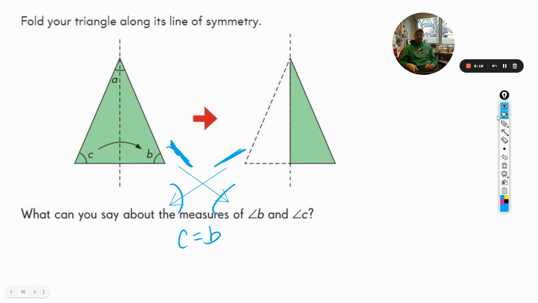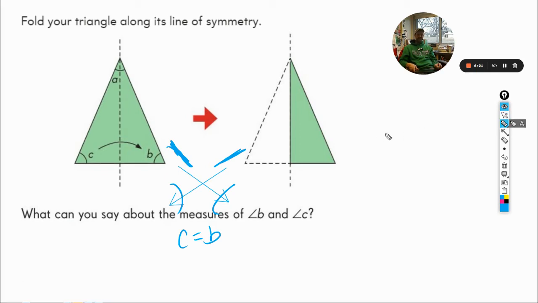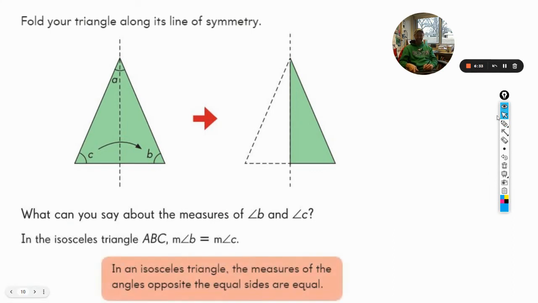So this is just your proof. If you make an isosceles triangle, cut it out, and fold C over to B, those two angles are going to match up exactly. Crazy, right? Now this is going to get used in puzzles. In an isosceles triangle, you have two equal sides, and the angles opposite those sides are also equal.